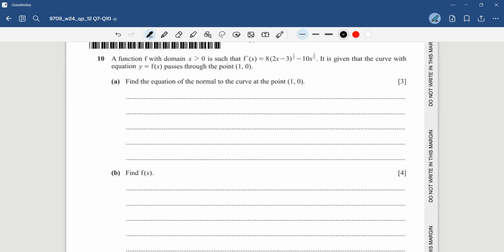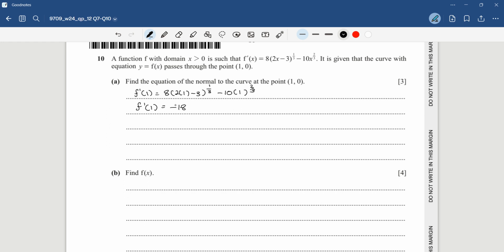And the last question, a function f with the domain x more than 0, find the equation of a normal at (1, 0). So first we find f prime 1, so it will be 8(2(1) minus 3)^(1/3) minus 10(1)^(2/3). So your f prime 1 will be negative 18.